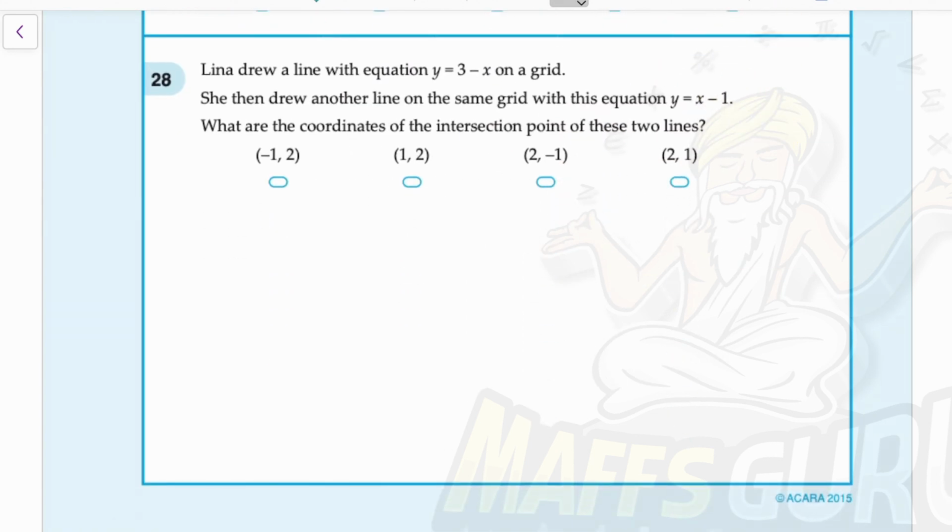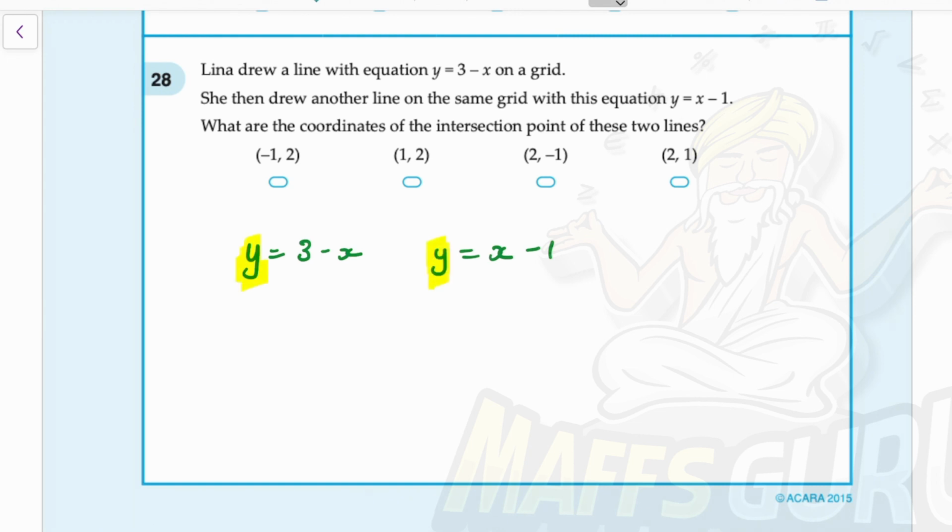Lena drew a line with equation y is equal to 3 minus x. Now obviously if you got me in maths, we're literally just doing this. She then drew another line on the same grid with the equation y is equal to x minus 1. What are the coordinates of the intersection point? Now again, we haven't quite done this. When a line intersects, we know the y values are exactly the same.